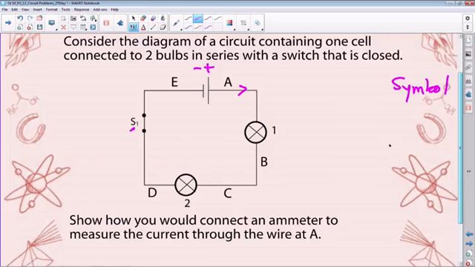How would you connect the ammeter to measure the current through wire A? Well, let's think of wire A as an electrical conductor. So wire A is an electrical conductor.